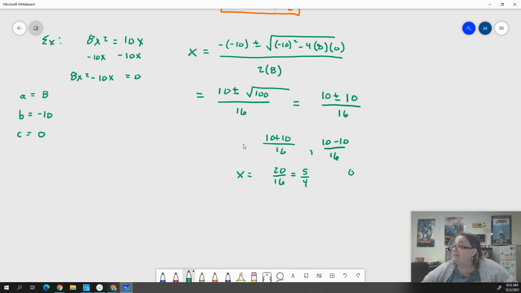10 minus 10 is 0 over 16. What's 0 divided by 16? Thank you. Yes, it's 0. Some people might say undefined, but you can divide into 0. You just can't divide by 0, right? So our solutions here are 5/4 and 0. Those are the spots on the x-axis where this parabola is crossing.